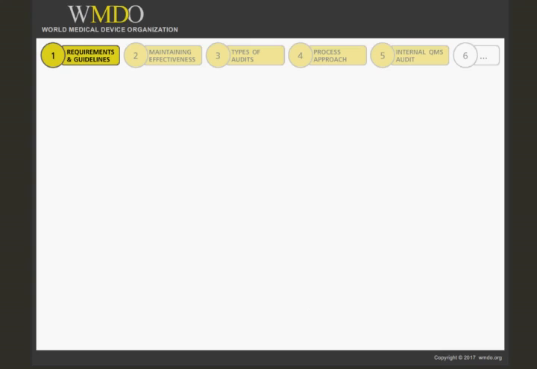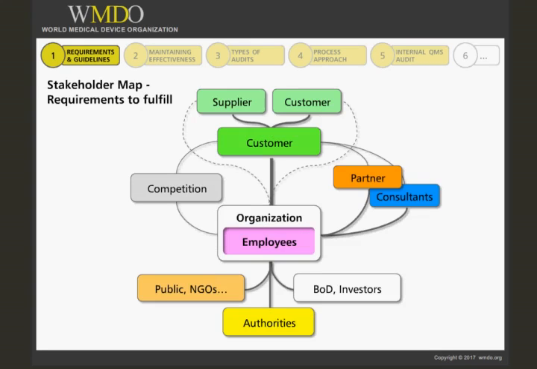The set of rules, such as standards, laws, and best practices that serve as audit criteria, are determined by the profile of the organization and its relationship to its stakeholders. We are in the medical device industry and thus have our specific stakeholder map.